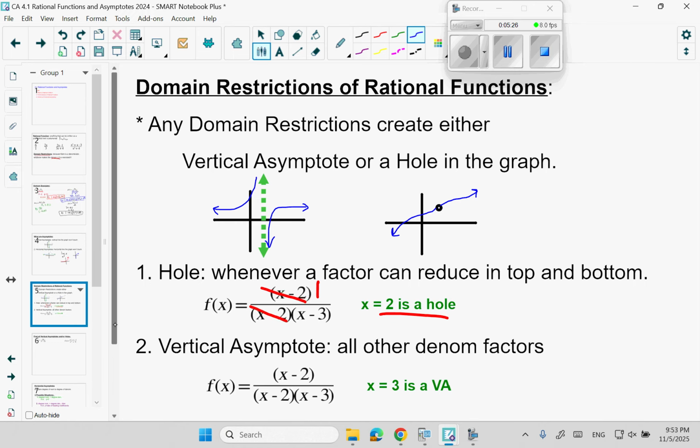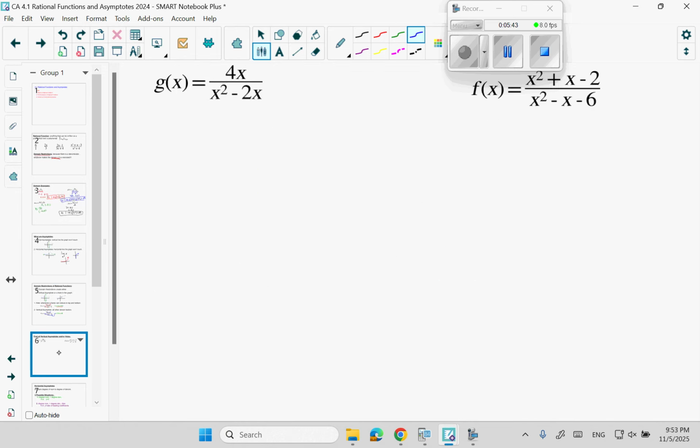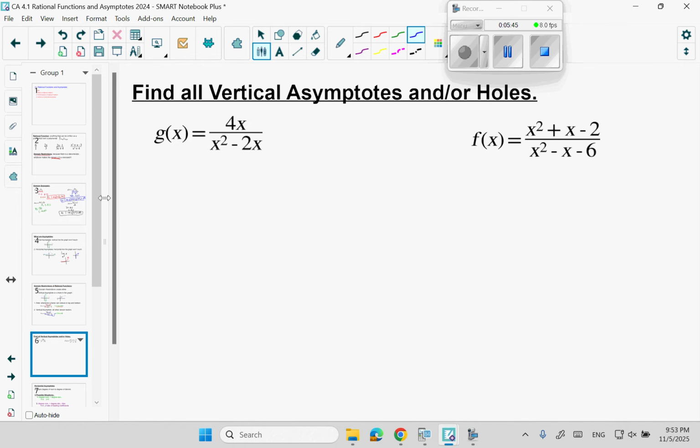However, if something stays there, for example, I'm crossing out this 2, this is still an issue. That's what creates the vertical asymptote. I still can't use 3, and that's what creates this line. So let's solve some and take a look. Find all vertical asymptotes and holes.